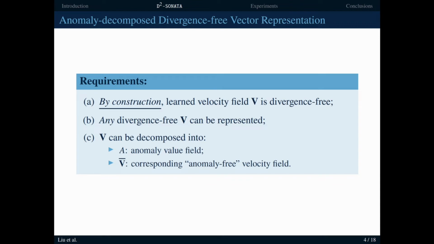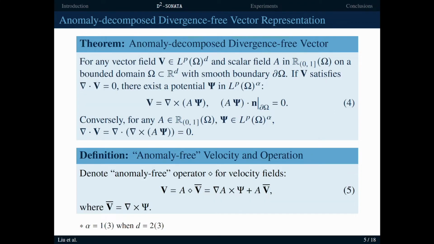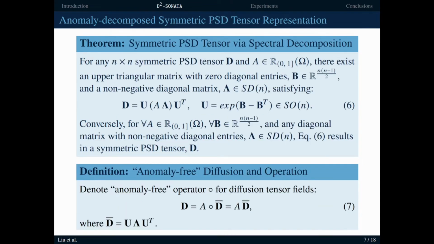Specifically, we want our model to output a velocity field which is by construction divergence-free, and it could be decomposed into an anomaly value field and a corresponding normal velocity field. We therefore introduce our anomaly decomposed divergence-free vector representation theorem to achieve this requirement. Please refer to the main paper for details of the theorem and proofs. Similarly, we propose a representation theorem for expressing anomaly decomposed symmetric positive semi-definite diffusion tensors.